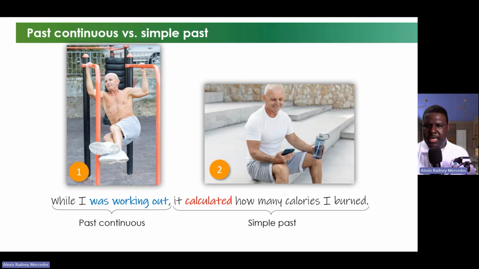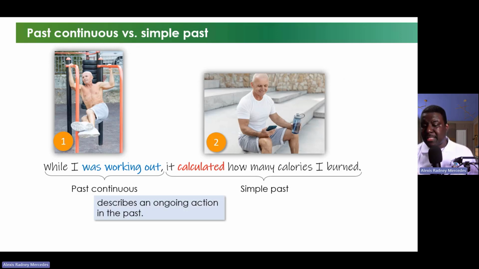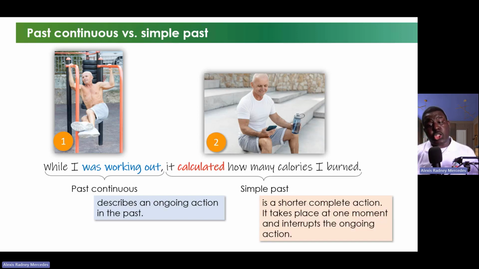As you can see here, we can say that the past continuous describes an ongoing action in the past, but the simple past is a shorter completed action. It takes place at one moment and interrupts the ongoing action. As you can see here, guys, we have two tenses. Number one, the past continuous, and number two, the simple past.